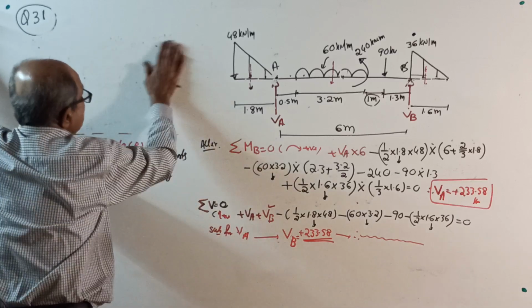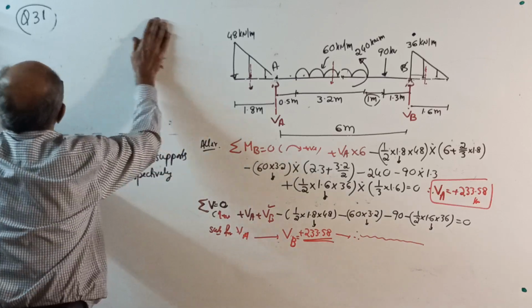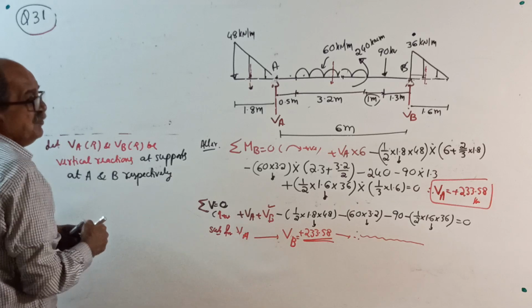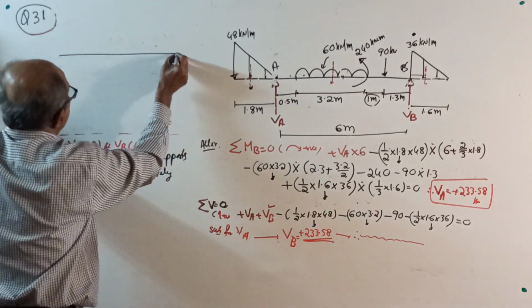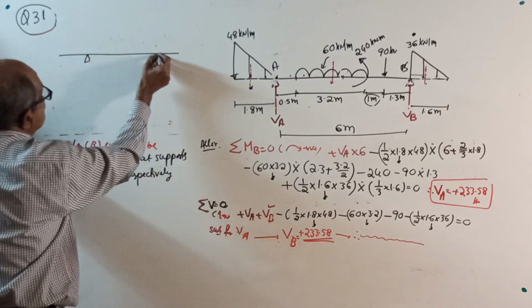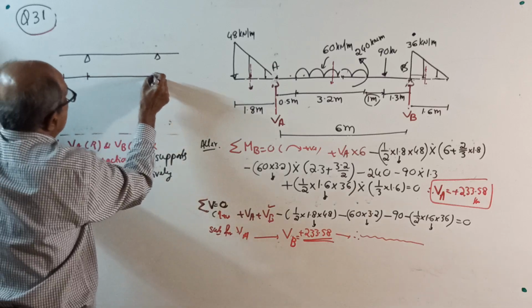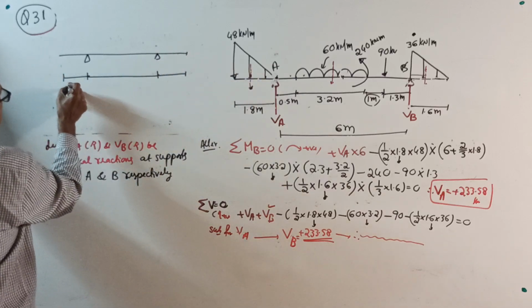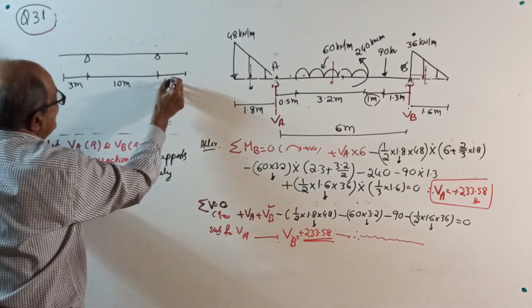I am not prepared the question, I will write the question here now. Once again, difficult to give in words, so I will give sketch only. For the beam shown below, find support reactions at A and B. Okay, beam is here. One support here, one support here. This is 3 meter, 10 meter and 4 meter.